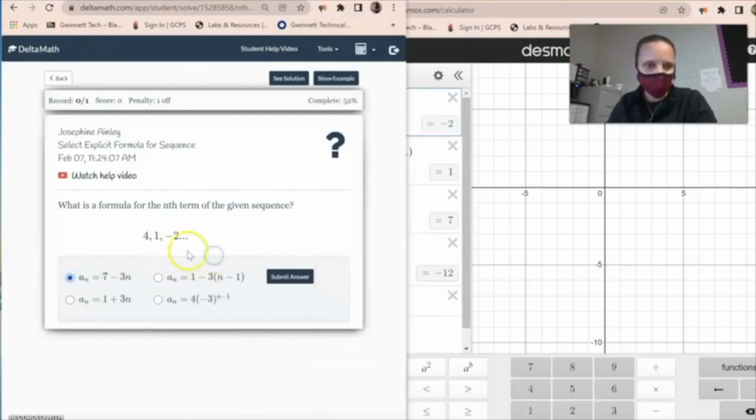I'm tripping. So remember, n is just the number of terms. So this is the first one, the second one, and the third one. So when you substitute the first term, do I get 4 as the answer? When I substitute the second one, do I get 1 as the answer? When I put the third one, do I get -2? Okay, that's really all that you're doing. And then once you do that, you match it up.